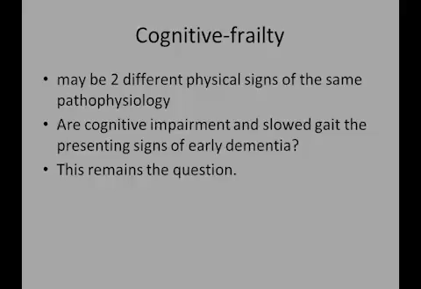So there may be two different physical signs of the same pathophysiology, is what the thought process is. We're seeing decreased gait speed, impaired mobility, we're seeing memory problems, but really, is it all because of this issue with central processing? That remains the main question.